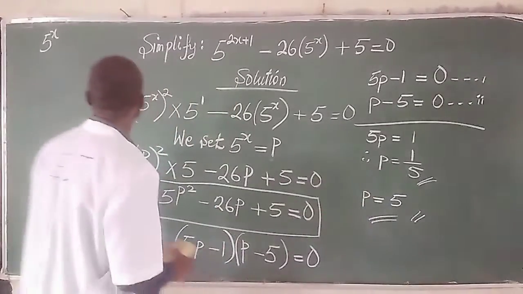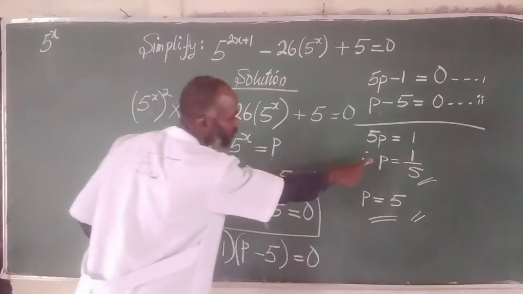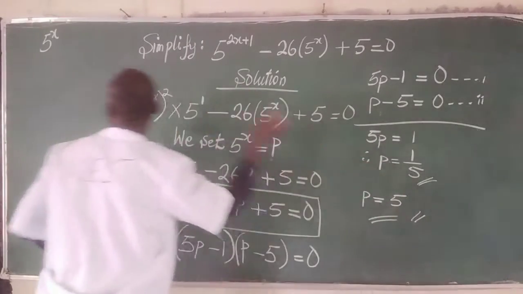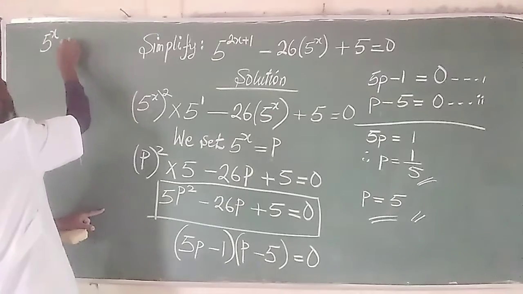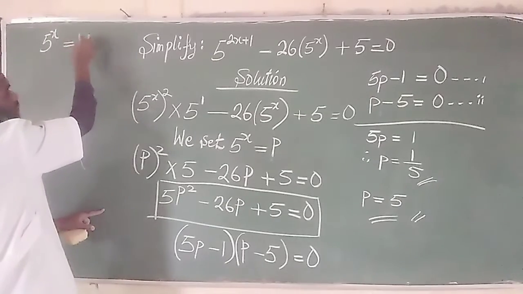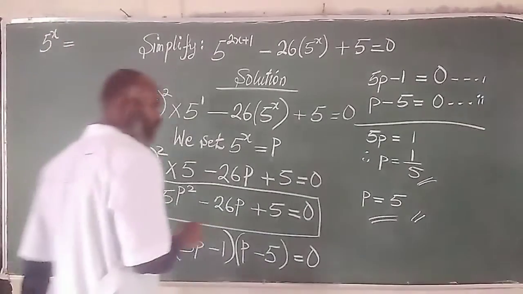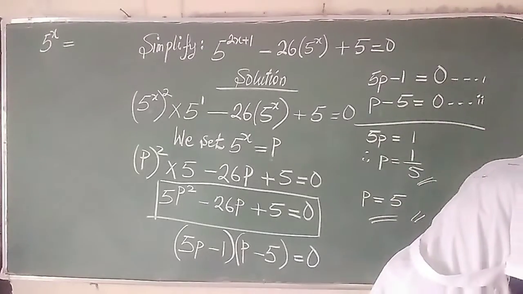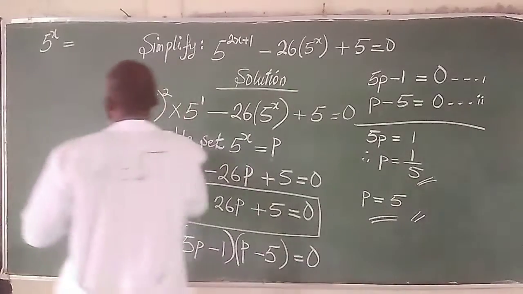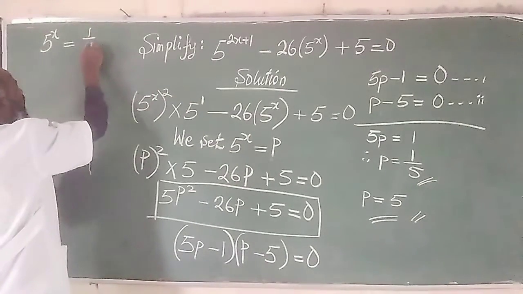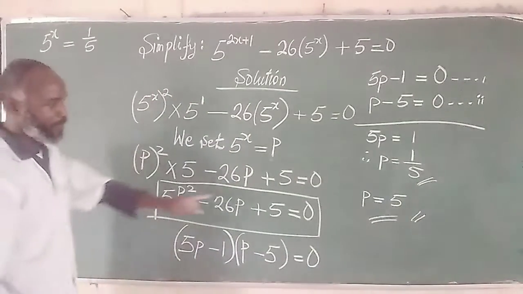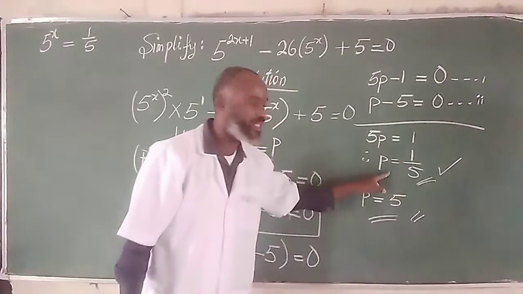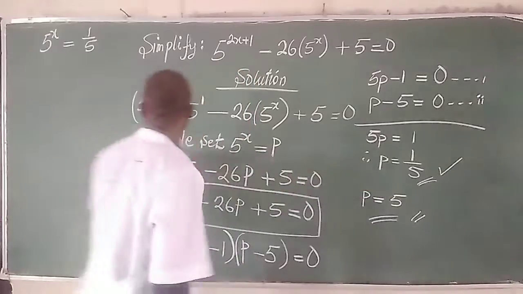Okay? Now we have done that. The first one we're going to check is this. Okay? The value is this. So we have 5 exponential x is equal to 1 all over 5. Okay? That's the first one. I'm using this. I'm taking care of this now. I want to find the value of x at this point.